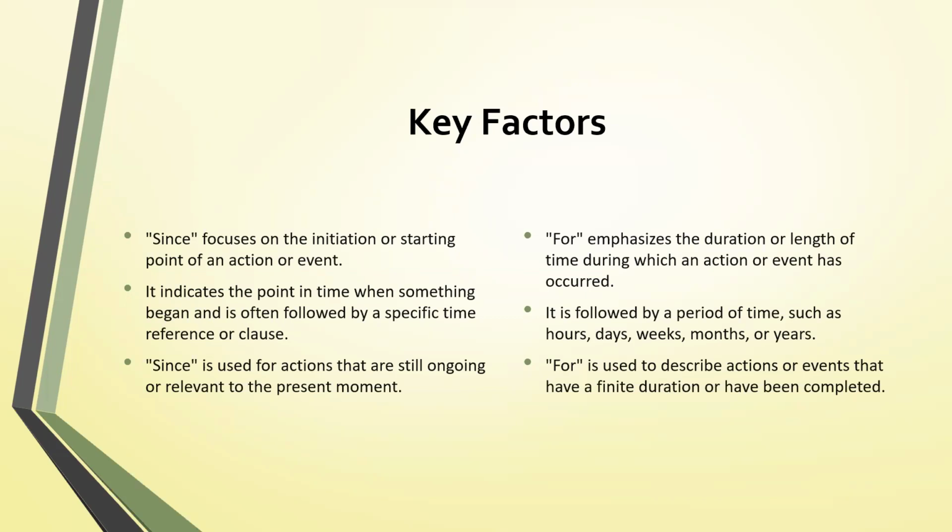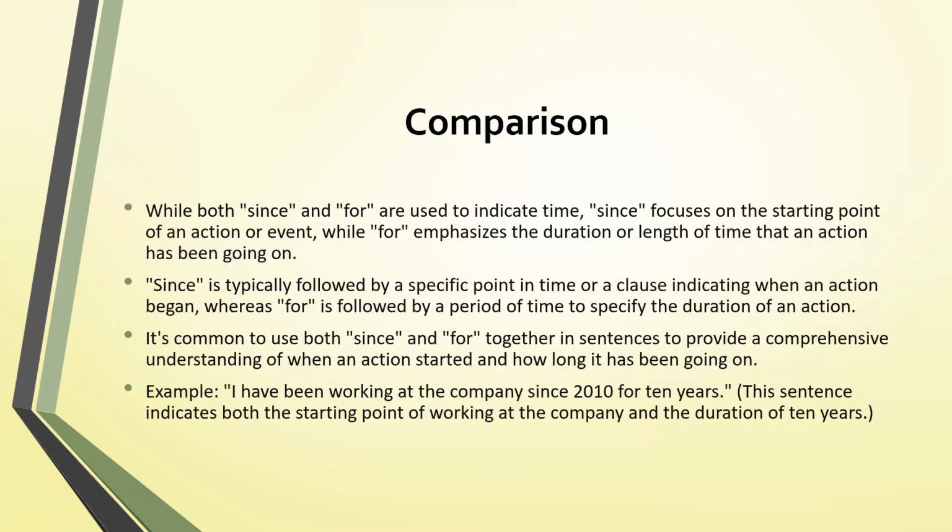Since is used for actions that are still ongoing or relevant to the present moment. For is used to describe actions or events that have a finite duration or have been completed. A simple comparison between since and for. While both since and for are used to indicate time, since focuses on the starting point of an action or event, while for emphasizes the duration or length of time that an action has been going on.